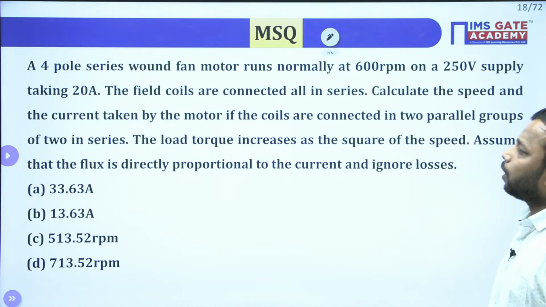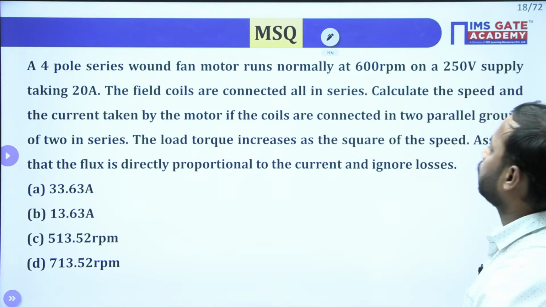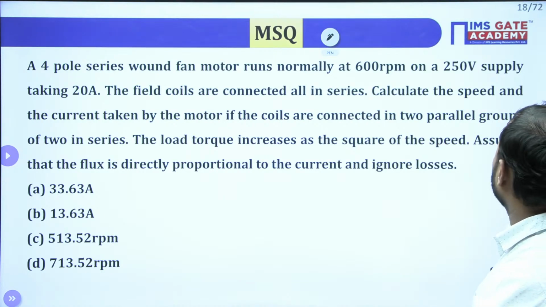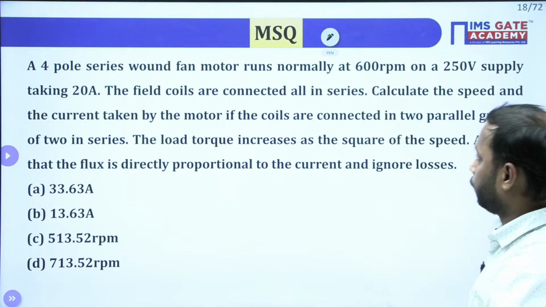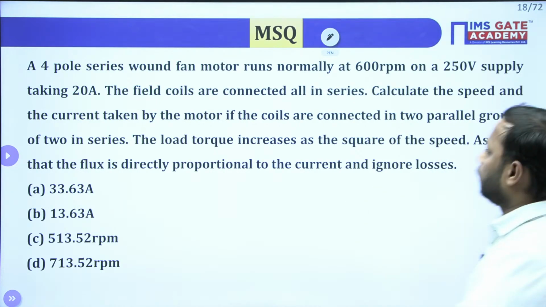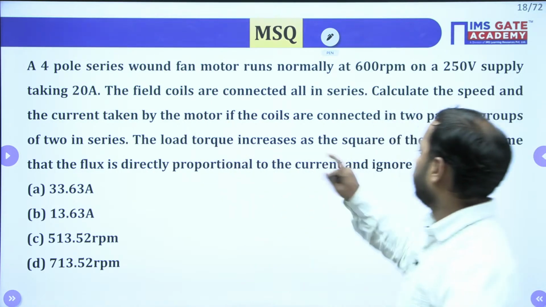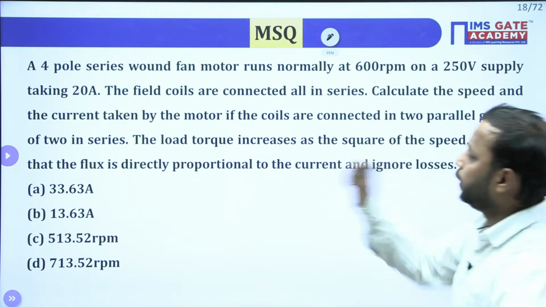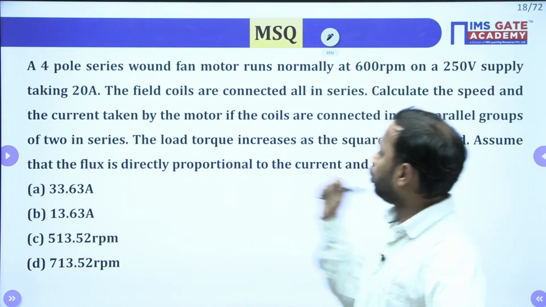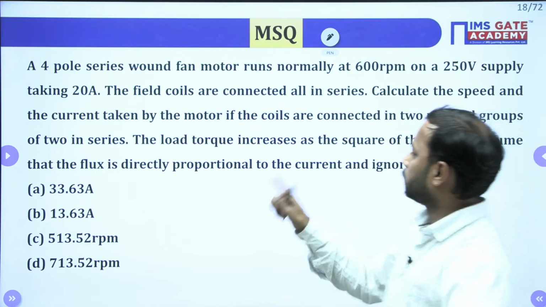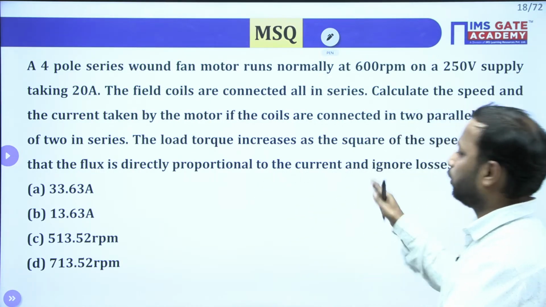Now read the question. A 4-pole series wound fan motor runs normally at 600 RPM on a 250 volt supply taking 20 ampere. The field coils are connected all in series. Calculate the speed and the current taken by the motor if the coils are connected in two parallel groups of 2 in series. The load torque increases as the square of the speed. Assume that the flux is directly proportional to the current and ignore losses.